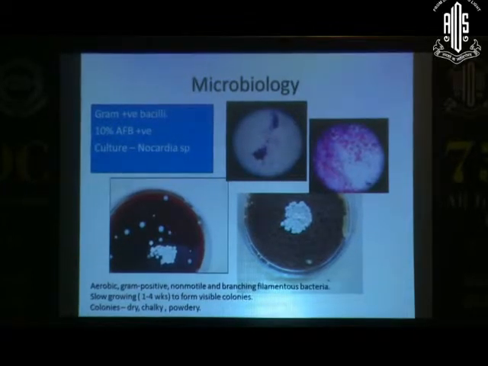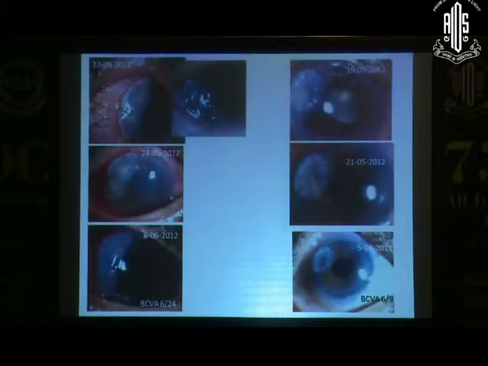So nocardia is again one of those bacteria, a little elusive like Mycobacterium. So aerobic, gram-positive, non-motile branching filamentous bacteria. Very slow-growing, chalky white colonies. In all the 4 cases, the nocardia?